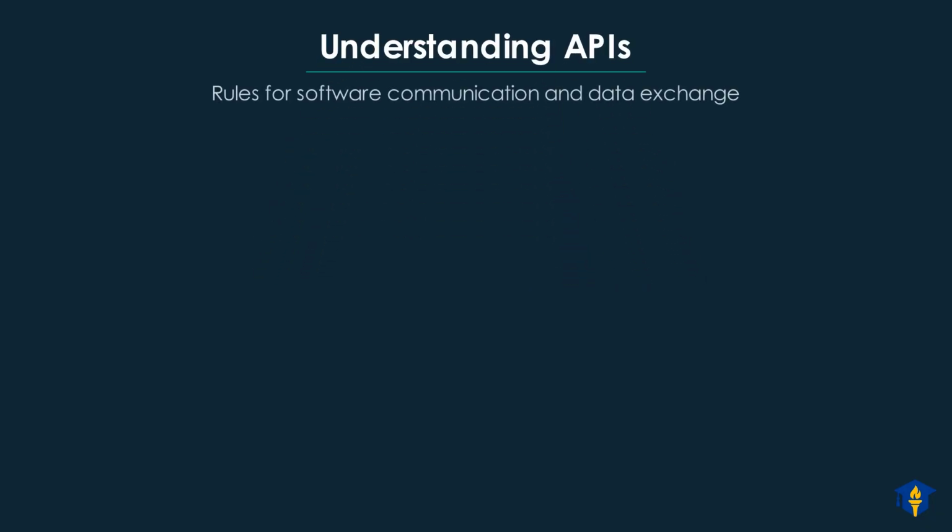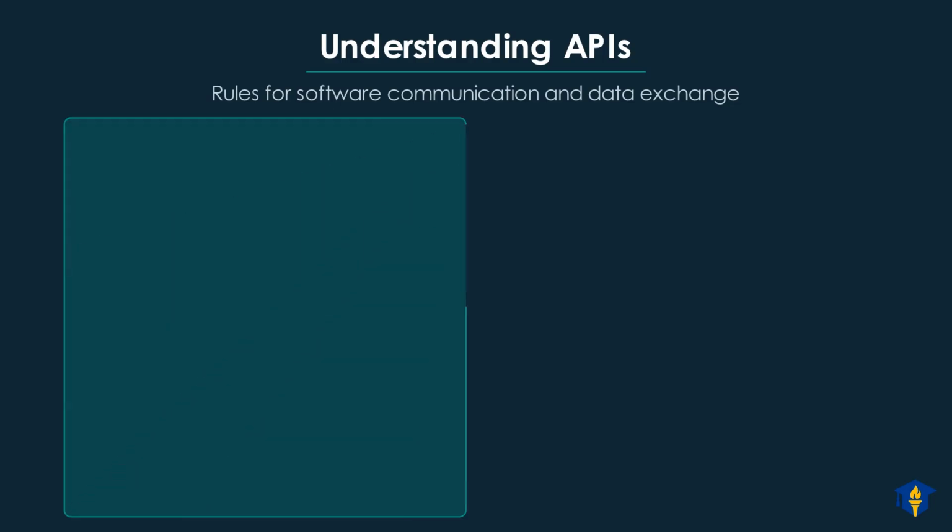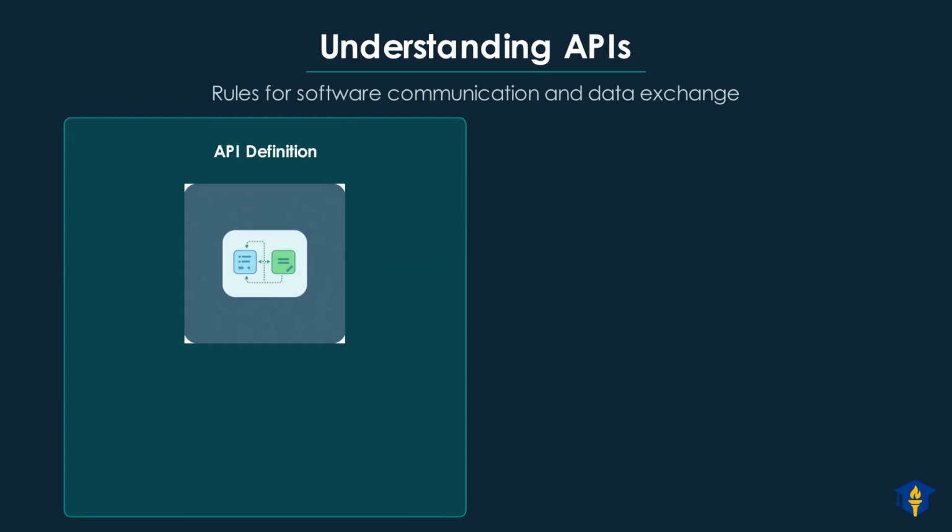APIs establish the rules for seamless software communication and efficient data exchange between systems. At its core, an API is defined as an application programming interface, a crucial communication tool. Essentially, an API is a set of defined rules and protocols that govern how software components interact. This framework allows diverse software applications to communicate effectively and share information with each other. Ultimately, APIs enable robust system integration and facilitate efficient, structured data sharing across platforms.